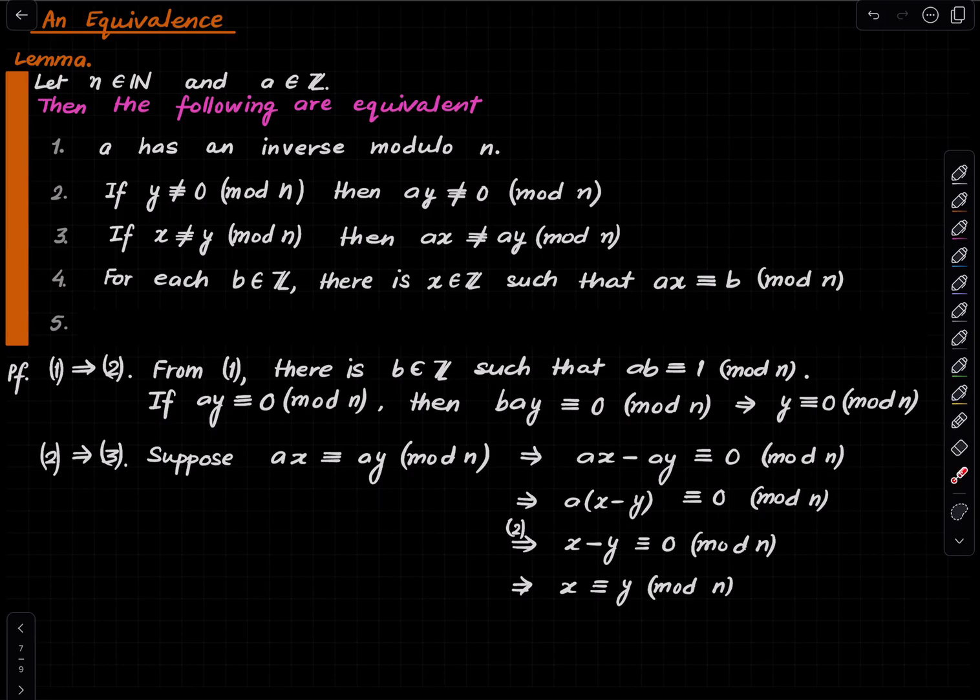Proving 4. We will prove 3 implies 4. What is 4? 4 says that for each integer b, there is some x for which this holds. Right? Okay, so this is probably the most interesting one. This implication, 3 implies 4, is probably the most interesting one. And here is what we will do. Fix a b, and we want to show that this congruence can be solved, meaning there is some integer x for which this happens.